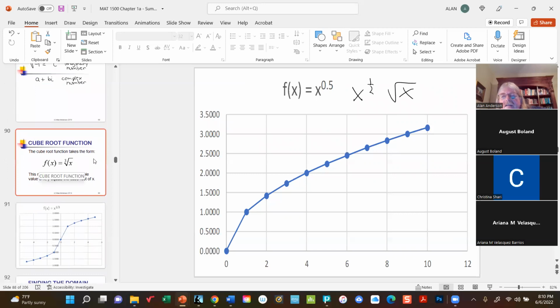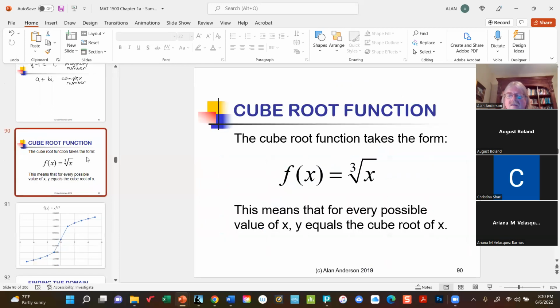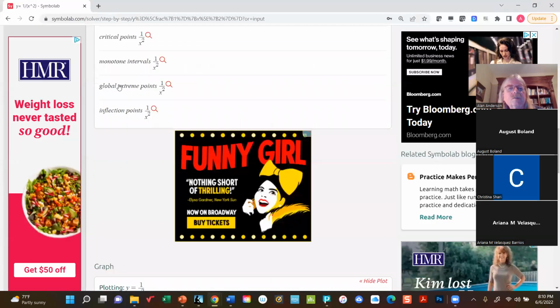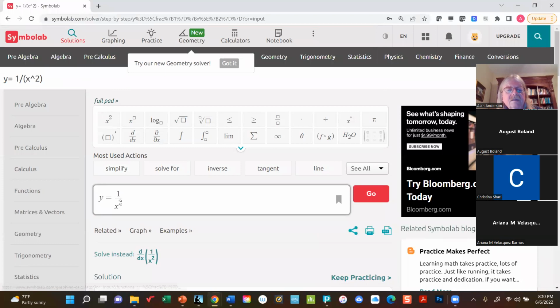Now, on the other hand, cube roots are different because the cube root can be negative. You can actually take the cube root of a negative number. For example, the cube root of -8 is -2. So the graph will be very different. Now here, Excel didn't do the best job. It's kind of awkward looking. Let's do this in SymboLab real fast, just because we want to see the prettiest graphs we can get.